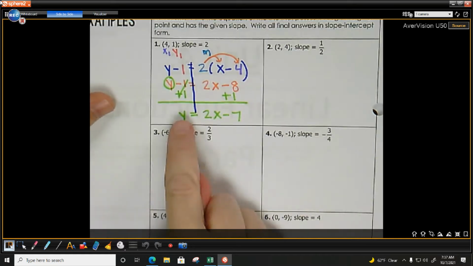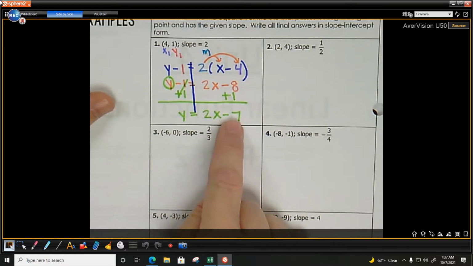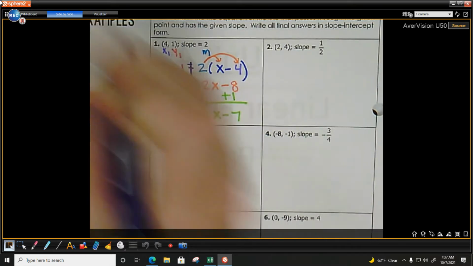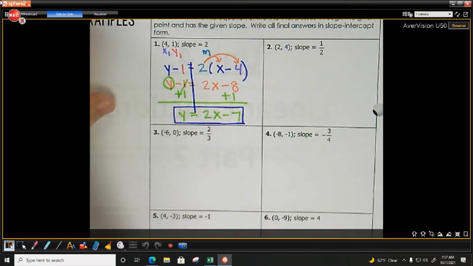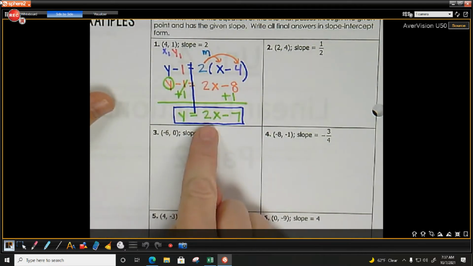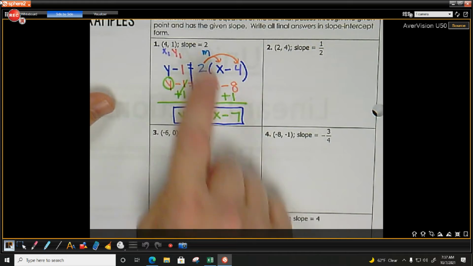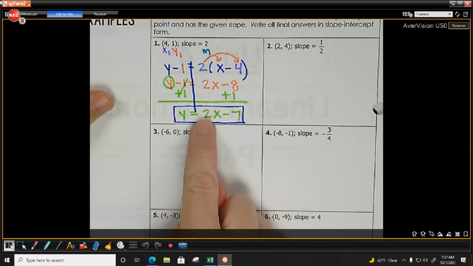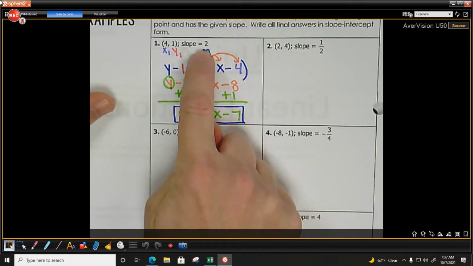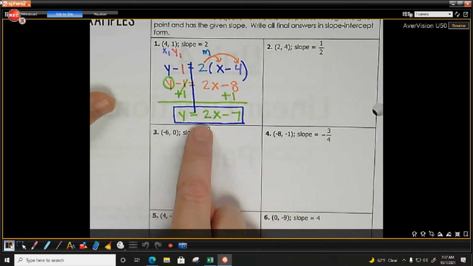Is this now in the form y equals mx plus b? Yes, there's my answer in slope intercept form. Now, what's my slope here, guys? 2. What did it tell me my slope should be? If your slope that is given to you and your slope in slope intercept form don't match, you did something wrong. Okay, so that's the first check you do. Whatever the slope is given to you should match the slope in your slope intercept form.